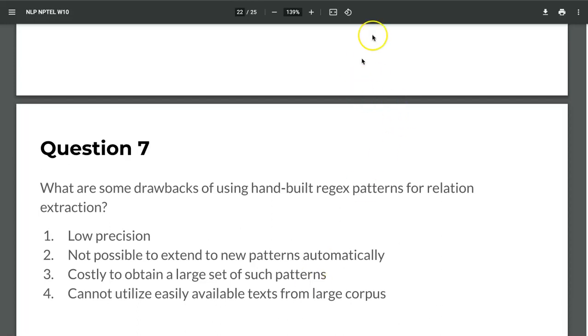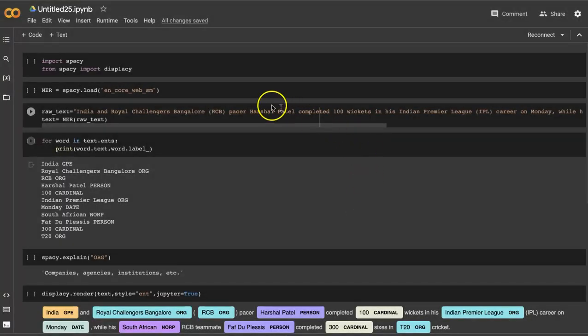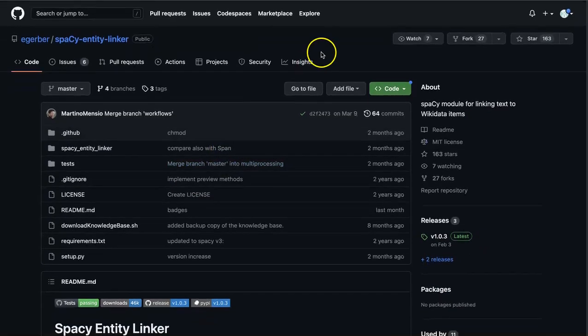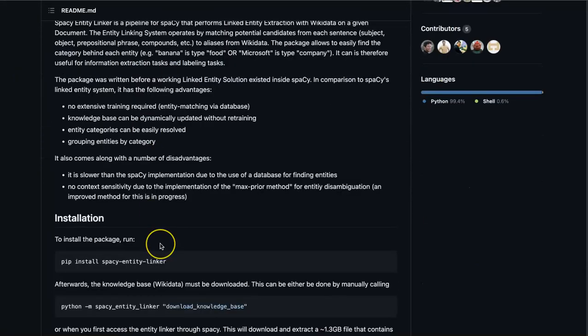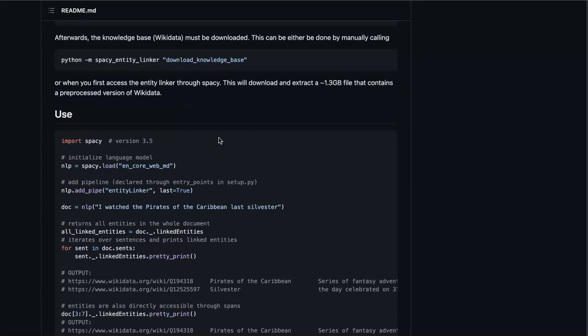Yeah, so in the end, I hope you already know this kind of spaCy package and all these things, where you can do this kind of entity identification and then linking. For linking, you can use this GitHub repository, spaCy entity linker. If you just go through this, it is pretty amazing.